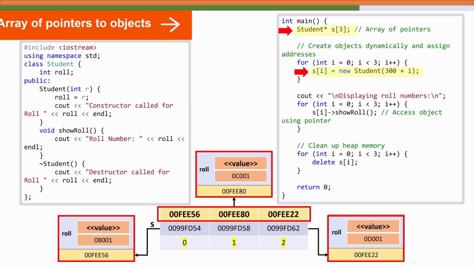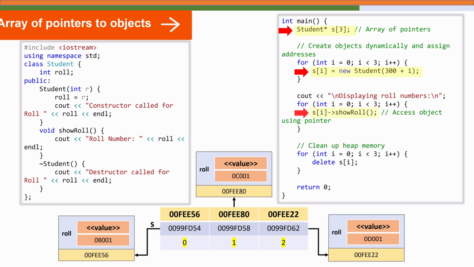For example, S[i] = new Student, and so all three objects live in different parts of the heap memory, while the array itself lives on the stack and holds the addresses. So the array itself is stored on the stack and it only contains three pointer variables. Each pointer stores the address of a Student object created dynamically on the heap. So the objects themselves, Student object 1, 2, 3, live at different heap addresses.